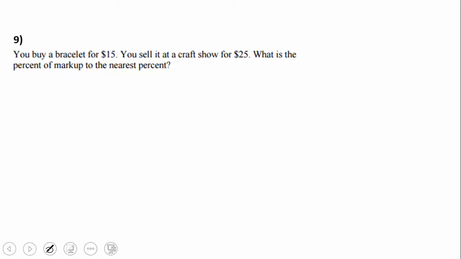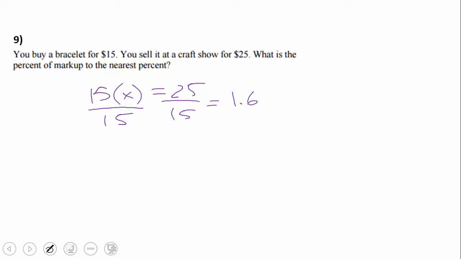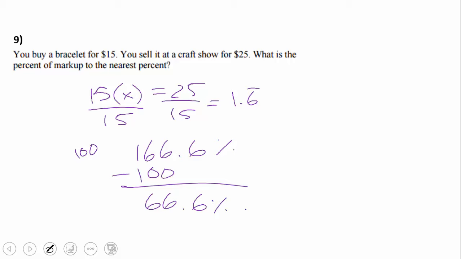You buy a bracelet for 15 bucks, ladies, and then you turn around and sell it at a craft store for 25. What is the percent of markup to the nearest percent? So what percent did you increase the sale of that bracelet? So once again, we've got 15 times the percentage, which is going to be X, is going to equal $25. And when I divide by 15, I get 1.6 repeating, which tells me that that is 166.6%. Well, that's not how much you marked it up, because $15 represents 100%. So I subtract the 100%, which tells me 66.6% markup.